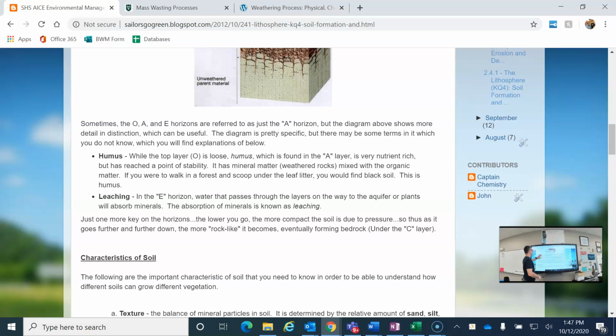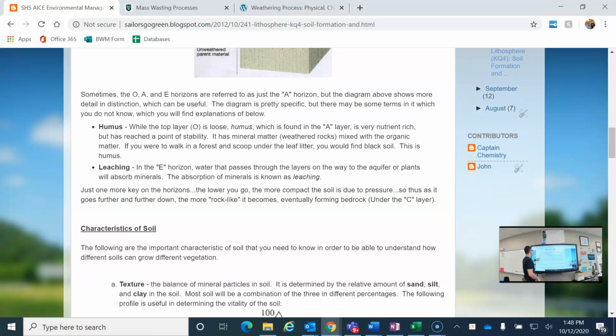So humus, I already talked about. And leaching is water that passes through layers on its way to the aquifer, absorbing minerals. When the water goes through that zone of leaching, it's going to take those minerals out. So that layer is probably not going to have as many minerals or nutrients. It's not going to be as nutrient rich because it's going to be leached out by the water.